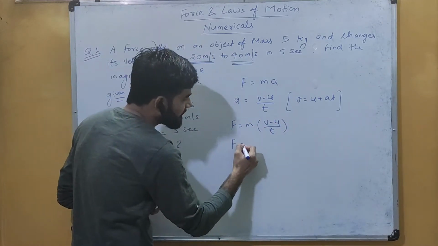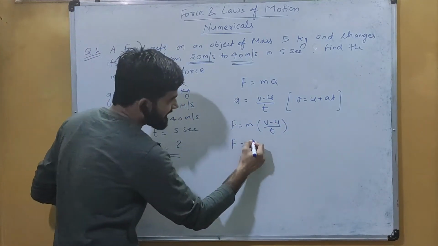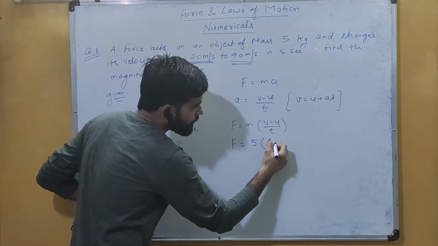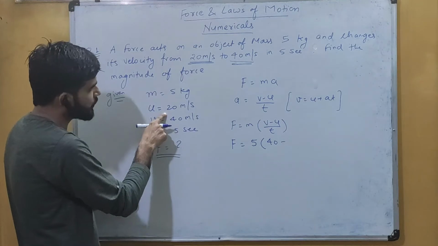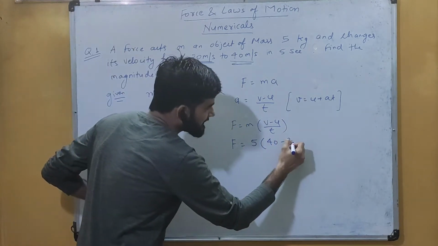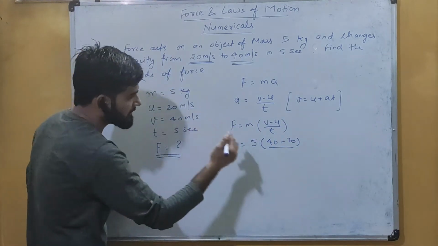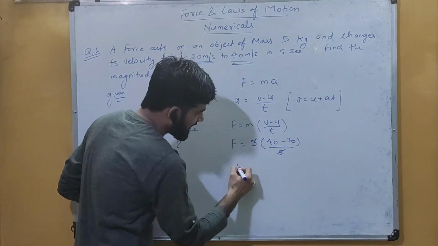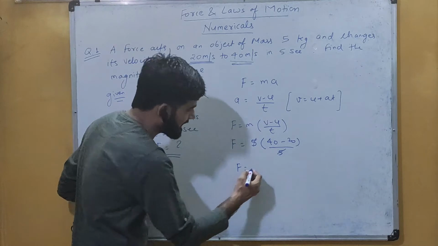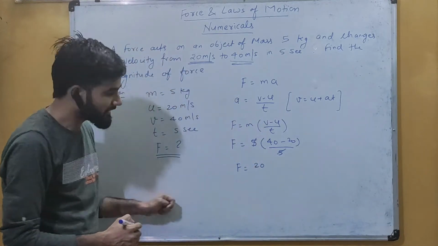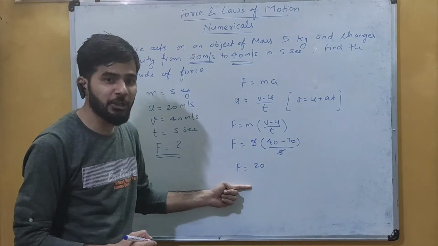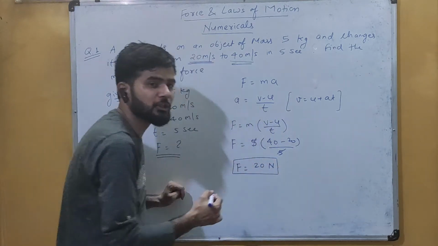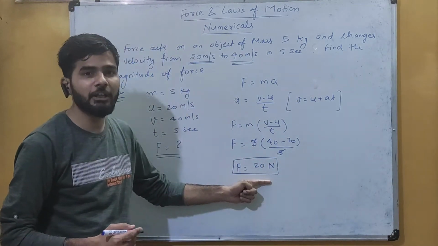Now we have the value of m is equal to 5 kg, I can write 5. V minus u: here we have v equal to 40 meter per second minus u equal to 20 meter per second, and divide by time, which is equal to 5 seconds. Now this 5 gets cancelled, I can write F is equal to 40 minus 20, that is equal to 20, and the unit of force is Newton, represented by capital N. So here the magnitude of force is equal to 20 Newton.